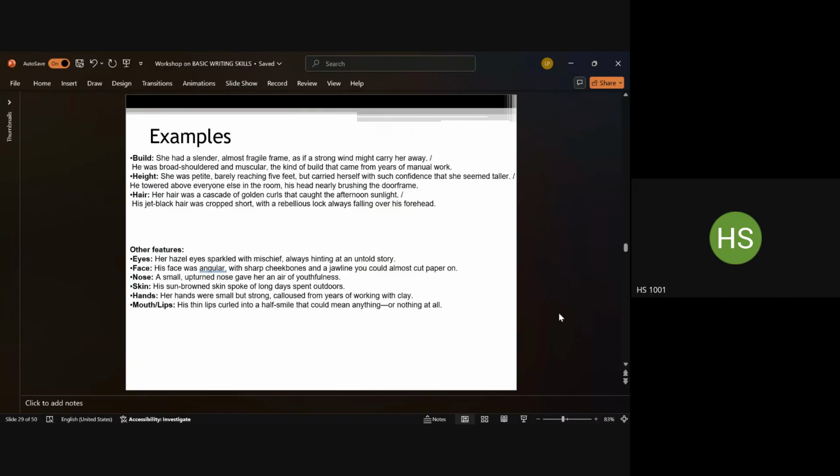If you're talking about the eyes, then you have to give some descriptive words which will talk about the physical appearance of the eye. Something that will talk about the actual physical appearance of the hair, the face, the nose, skin, hands, and so on. Everything else is just an addition. So see this: hazel eyes, angular face, sharp cheekbones, a sharp jawline, then a small upturned nose, sun-browned skin, small, strong, calloused hands, thin lips, curled lips.